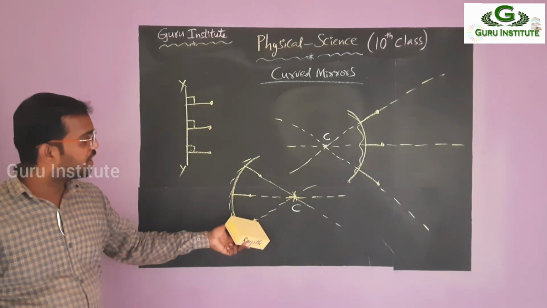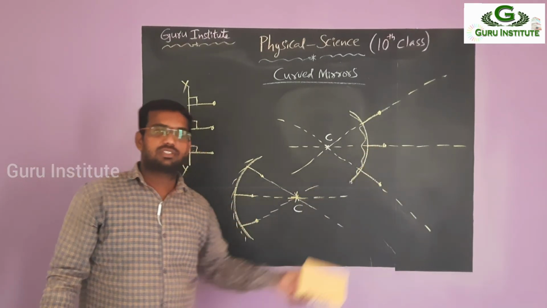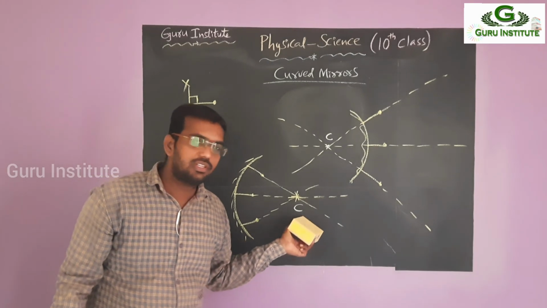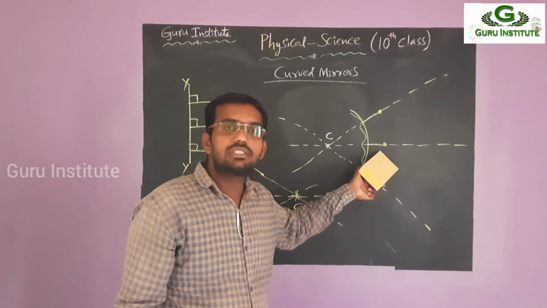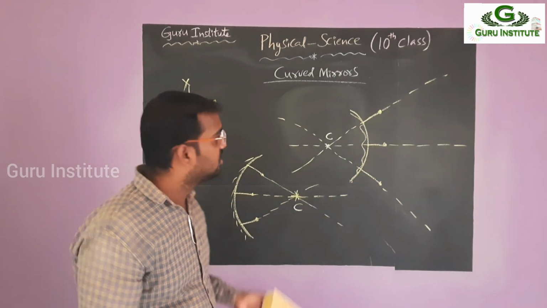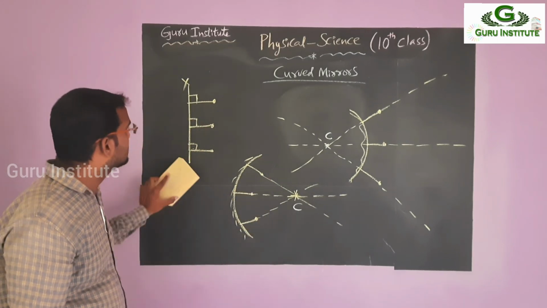So this is about the concave. This is the convex. This is the concave mirror's center of curvature, and this is the convex mirror's center of curvature. Okay, right? Now, why do we call this the center of curvature?